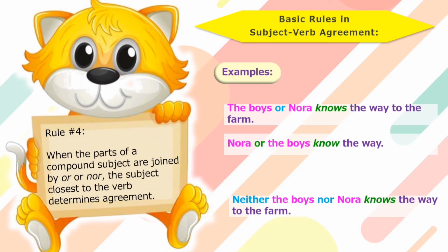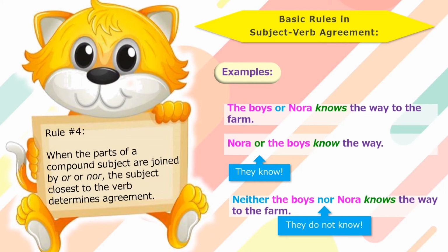Well, as you can see in this example, when we say or, it means that Nora and the boys know. They simply know it. But if you're going to use neither paired with nor, it means that they do not know.